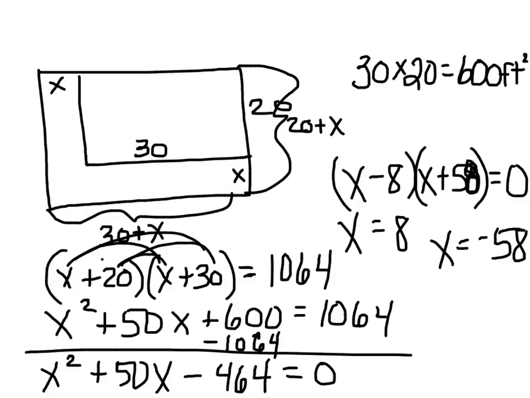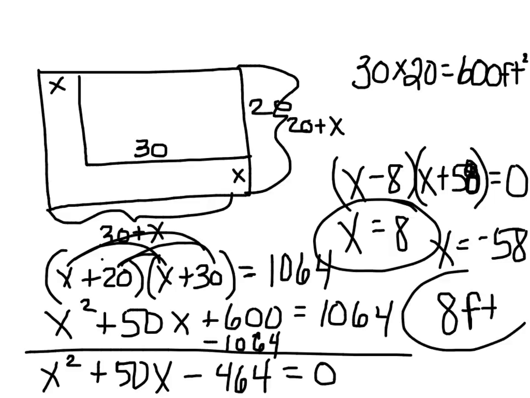One of those two answers does not belong. Why, and which one? Why did the negative 58 not belong, Josie? Can't have a negative length. So what's the length? 8. Now it says for part C, by what distance should the length be expanded? 8 feet. So part C was 8 feet.